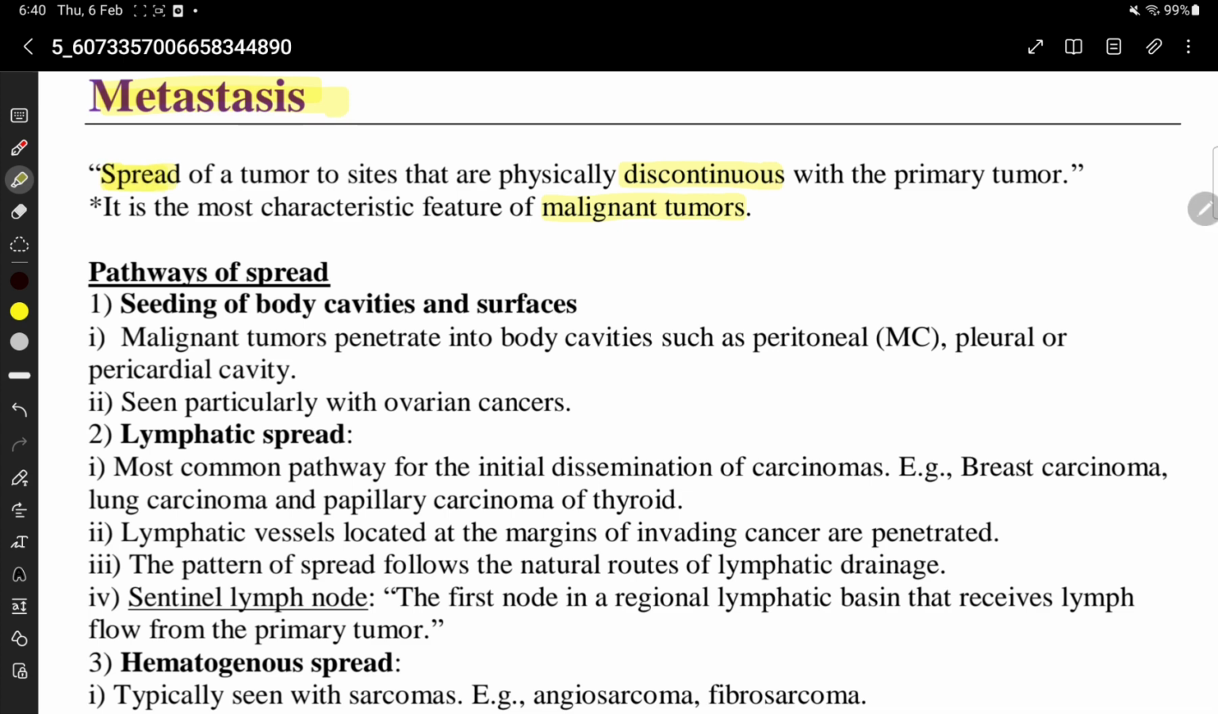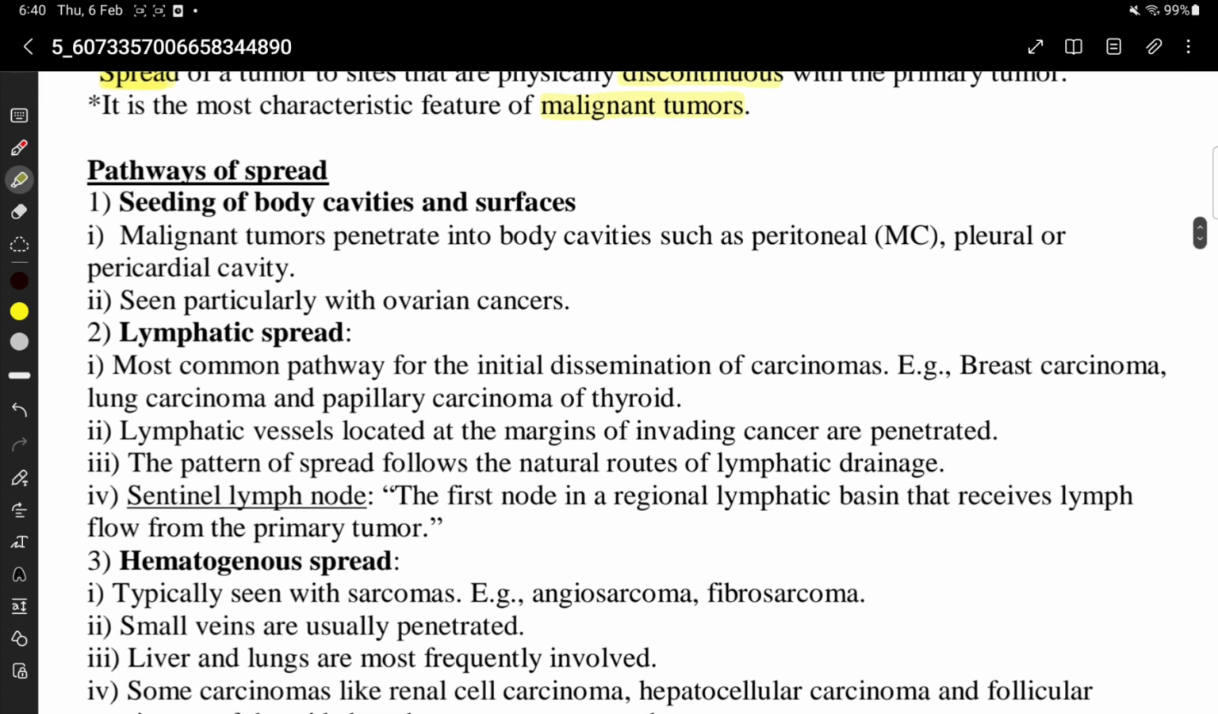Metastasis is the spread of tumor to sites which are physically discontinuous with the primary tumor. It is the most important characteristic feature of malignant tumors.